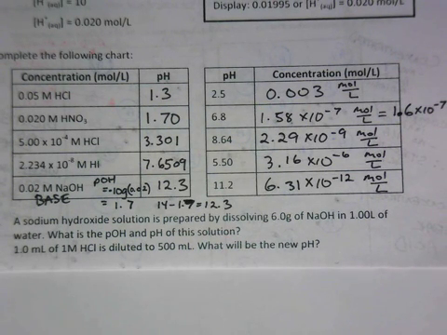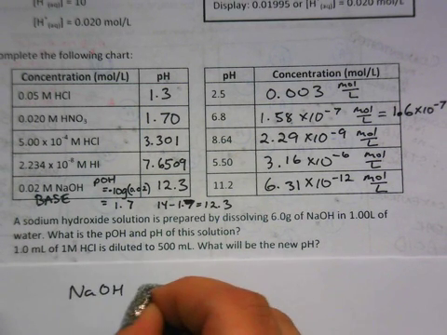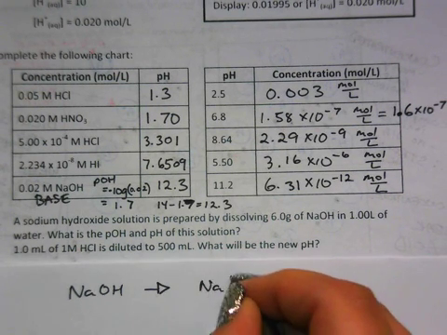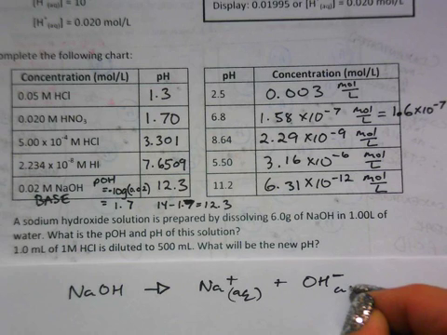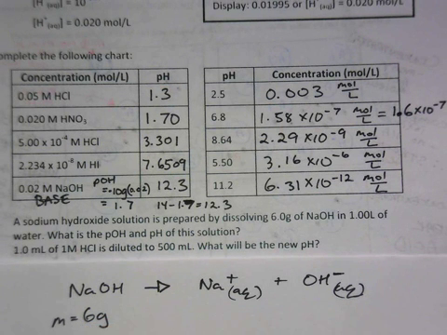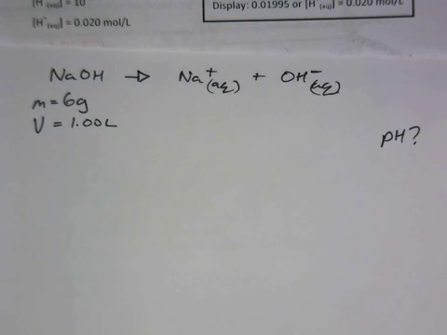A sodium hydroxide solution is prepared. This is one of our bases that splits into Na and OH, which become aqueous. They ionize and dissociate into 2 ions. We're dissolving 6 grams in a volume of 1.00 liters. We want to know the pH and the pOH.